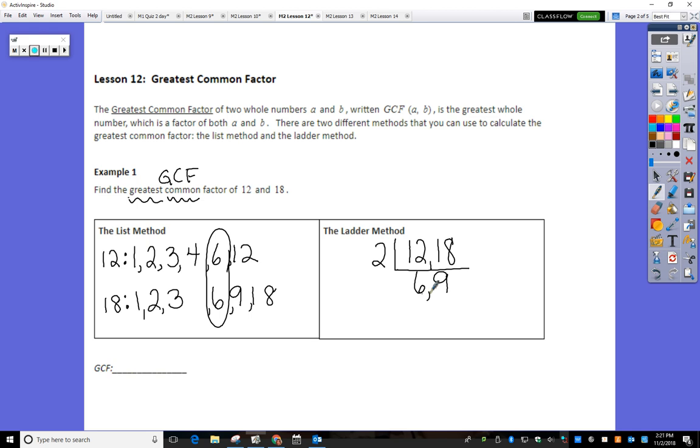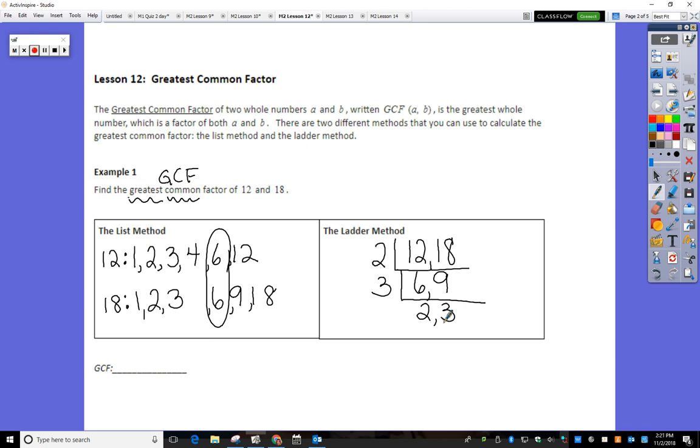So 6 and 9 can both be divided by 3. I'll make another bracket, I'll put the 3 outside, and I'm going to say 3 can go into 6 twice, and 3 can go into 9 3 times. Now I'm left with a 2 and a 3. Since 2 and 3 can't be divided by anything but 1, this is where my ladder would end. Okay, so at this point I would stop.